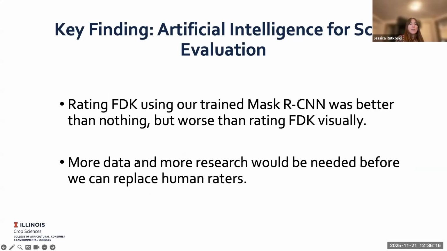So one of the things we found is that visual ratings are better than Mask R-CNN ratings, but still, having any ratings is better than nothing. What we discovered through this is that you'd really have to have a lot more data and more research before we could replace human raters for this trait. So it really requires some more work. I think it would be possible, but we would need a lot more data to train on and more time invested in that. So for now, we're sticking with human raters.